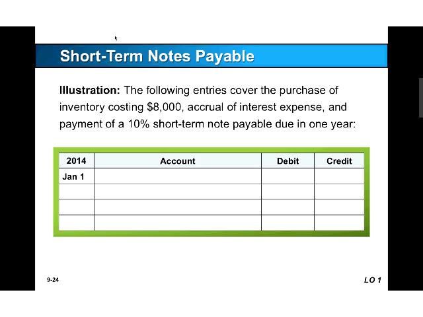The first thing we're going to do is purchase inventory on January 1st by issuing a note. The date is just given to us. We purchase this inventory and issue a note for $8,000. What's happening when we purchase inventory is we're getting an asset.